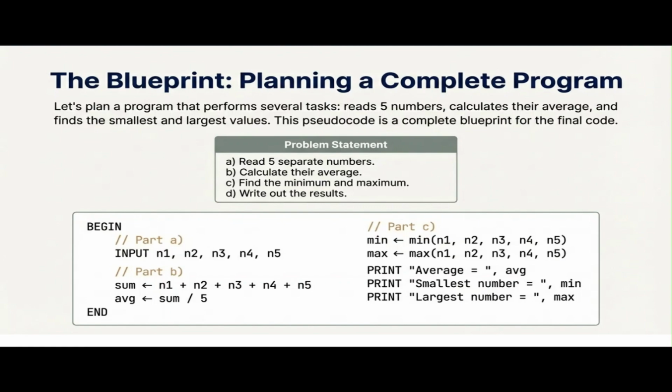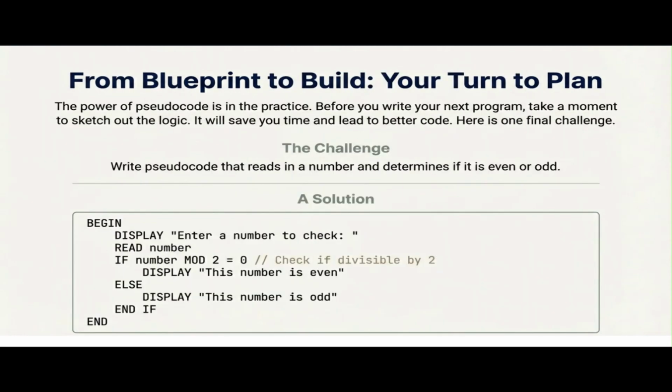Last slide. Pseudocode shines when you practice. Challenge: check if a number is even or odd. Solution: begin, display prompt. Read number, if number mod 2 equals 0, display even, else odd, end if, end. Now you try, sketch before coding, that's the end. Remember, pseudocode is your planning superpower.